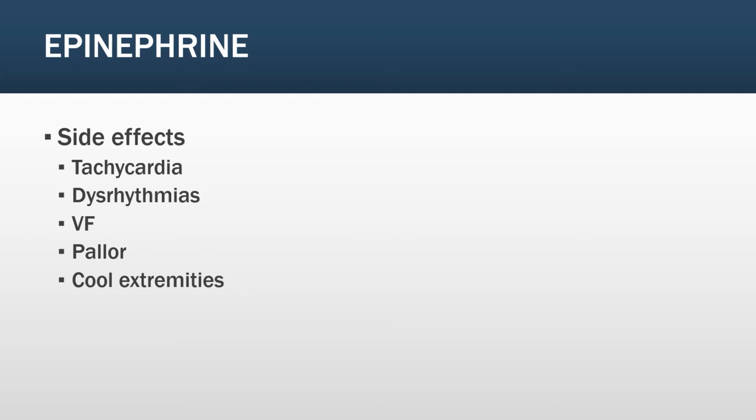Significant adverse effects with this medication include tachycardia, dysrhythmias, ventricular fibrillation, pallor, and cool extremities. The tachycardia, as well as the dysrhythmias and VFib, is based on the beta-1 stimulation, and the pallor and cool extremities would be related to the alpha-1 receptor stimulation.